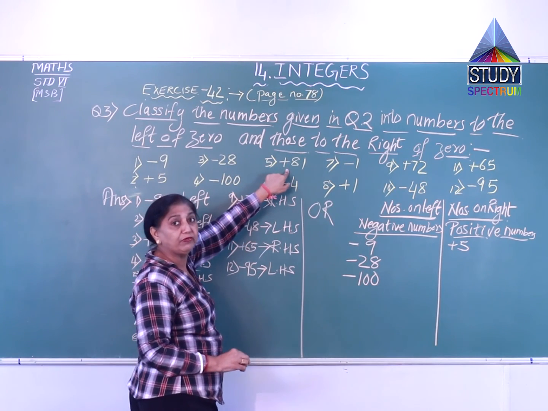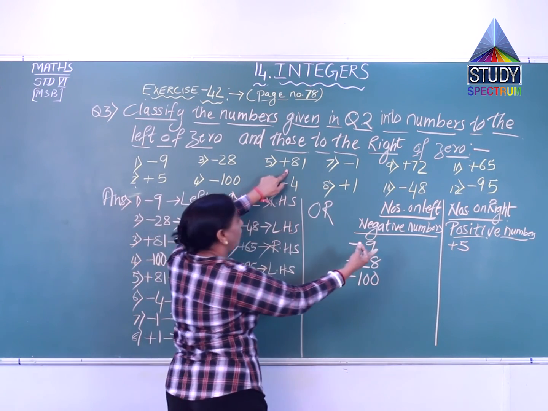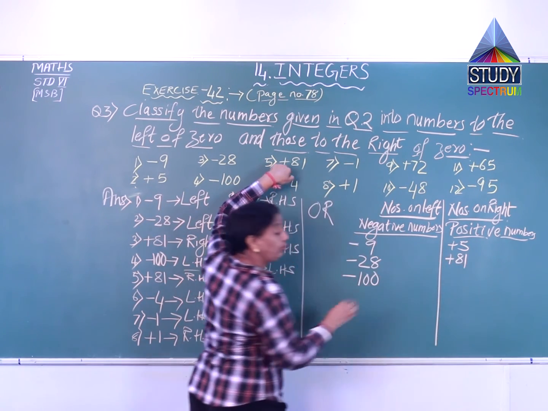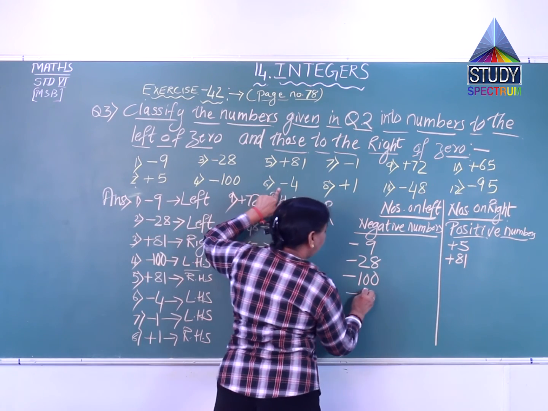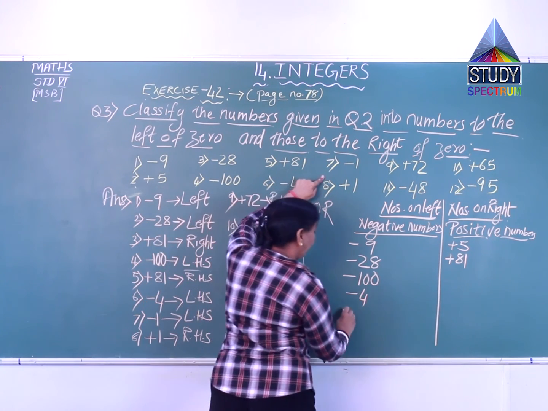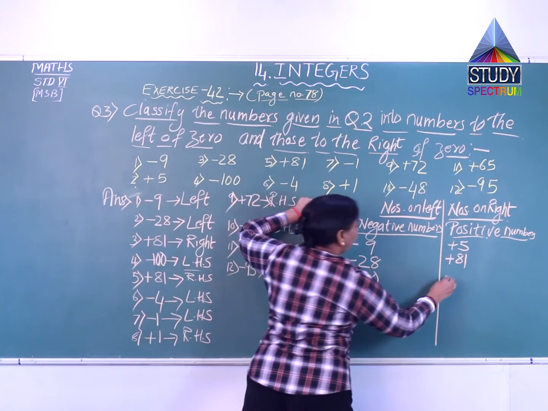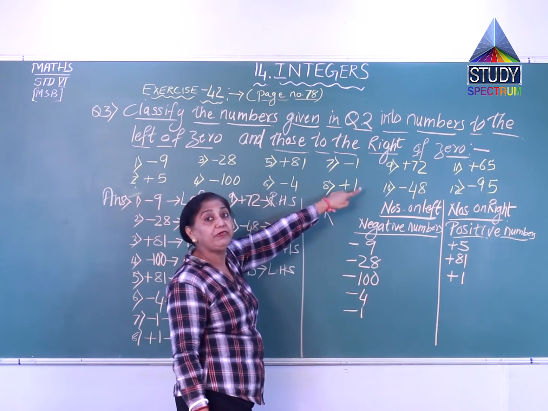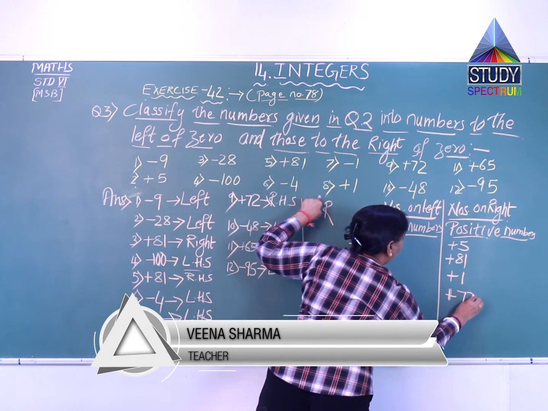The fifth one is positive. So where will it go? Positive to the next column, because all positive numbers lie to the right hand side. Then negative, so I'll write here negative 4. Then again negative, so negative will come here. Then positive, positive will move here. Then again positive 72, so it will come 72.